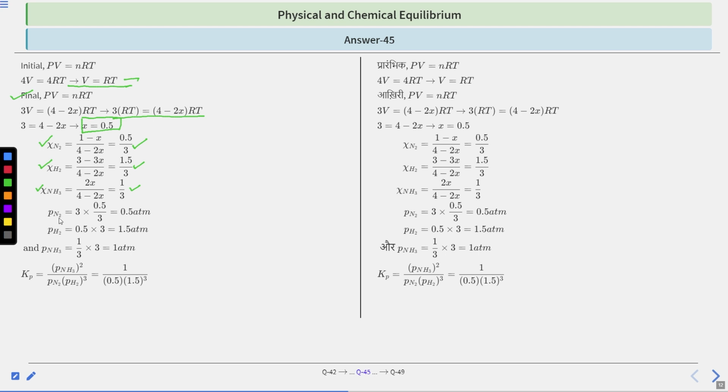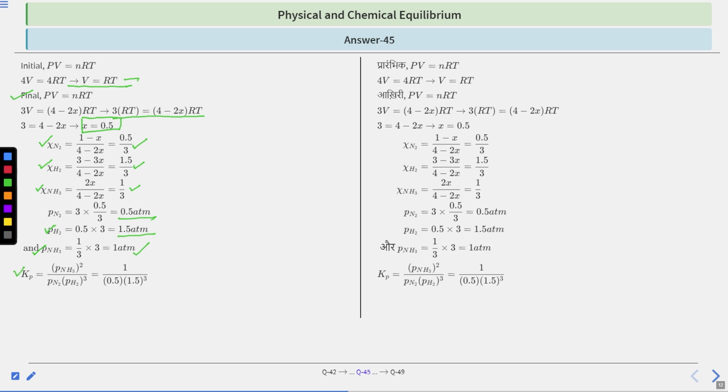Now, partial pressure of N2 will be 3 multiplied by 0.5 by 3. That means total pressure into the mole fraction, it will be 0.5 atmosphere. And similarly, for the H2 molecule, the partial pressure will be 3 into mole fraction, and it is coming out as 1.5 atmosphere. And in the same way, we will find out the partial pressure for ammonia, which is 1 by 3 mole fraction multiplied by total pressure, which is 3. So partial pressure of NH3 is coming out as 1 atmosphere.